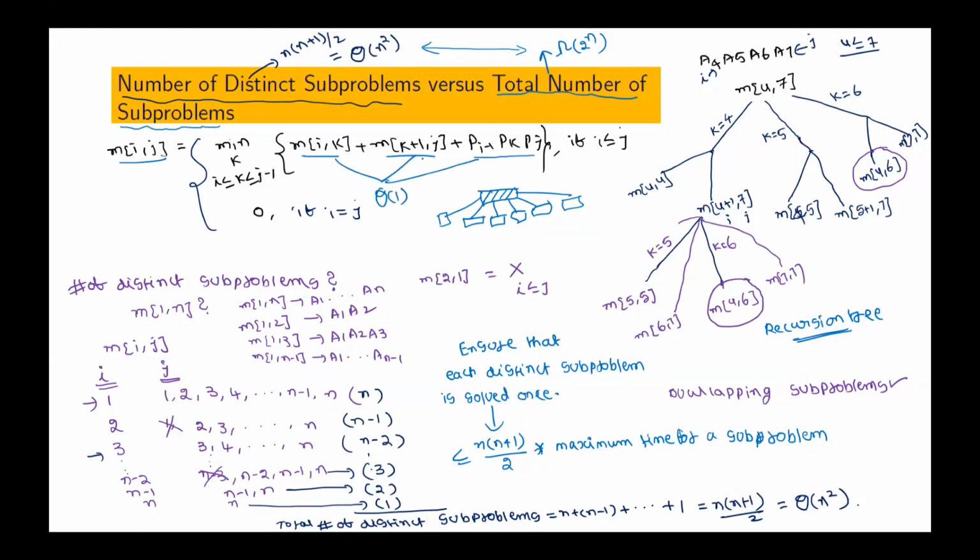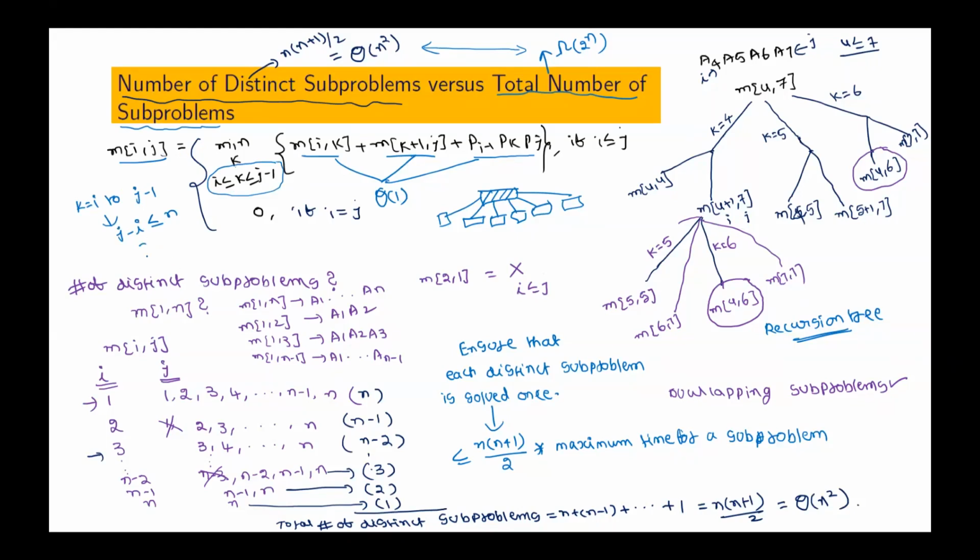So what is the time each distinct subproblem takes? For one value of k, it is theta of 1 time. For how many different values of k do we need to repeat this to find the minimum value for mij? k equal to i to j minus 1. That means, in total, j minus i times. It is not more than n. Is that okay?